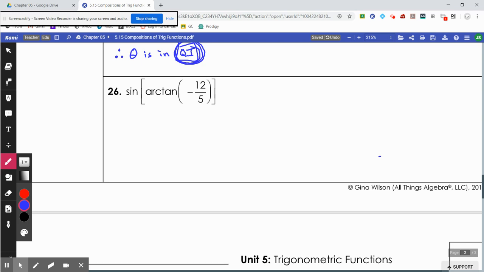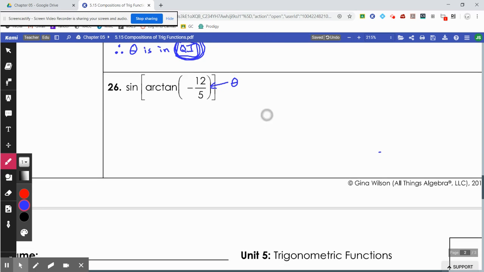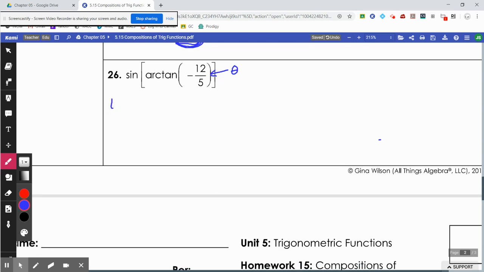Let's work one more of these. Start on the inside. Let this be your theta. Theta is the arctangent or the inverse tangent of negative 12 fifths. So therefore, tangent is negative in quadrant 2 and quadrant 4. Inverse tangent is defined between negative 90 and positive 90, so that'd be quadrant 1 and quadrant 4.